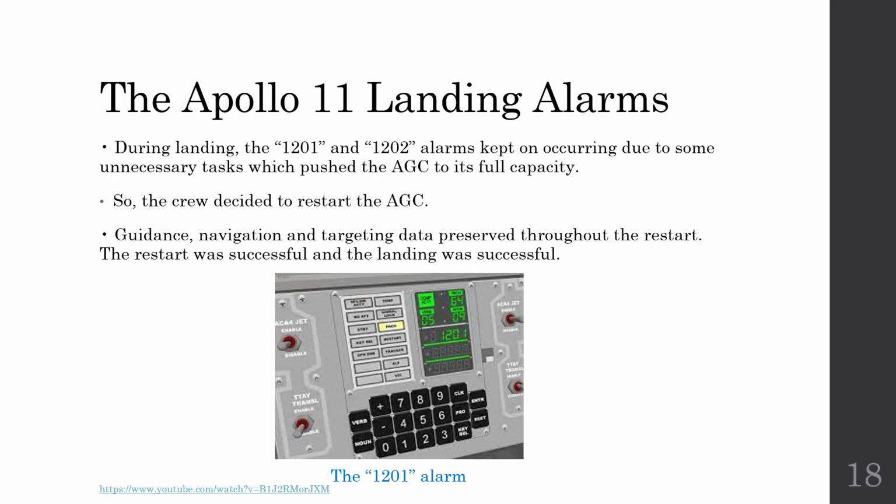The Apollo landing alarms. This exact same thing happened during the landing of Apollo. During the landing, the 1201 and 1202 alarms kept on occurring due to some unnecessary tasks which pushed the AGC to full capacity. Essentially the queue of the AGC, the memory of the AGC, was overloaded with some unnecessary tasks during the landing. So these overflow errors 1201 and 1202 kept on coming during the landing. So the crew decided to restart the Apollo guidance computer.